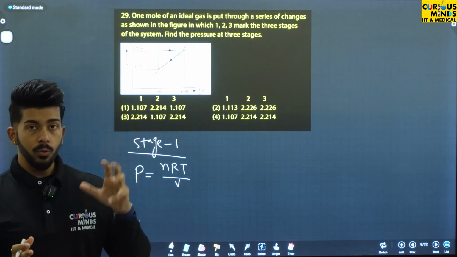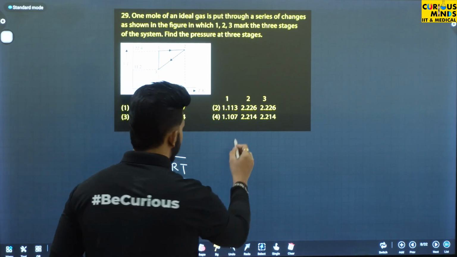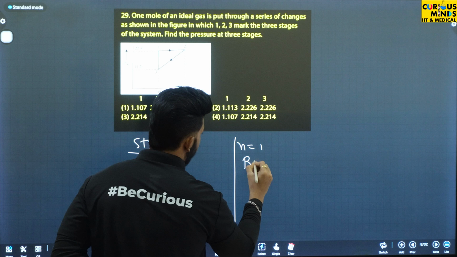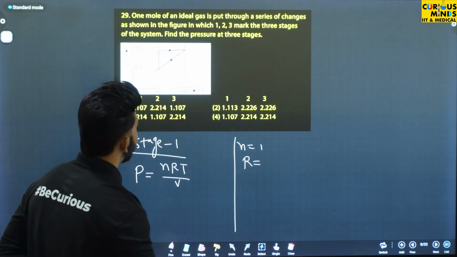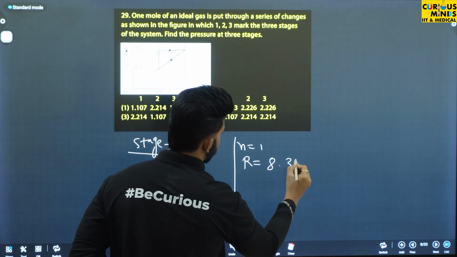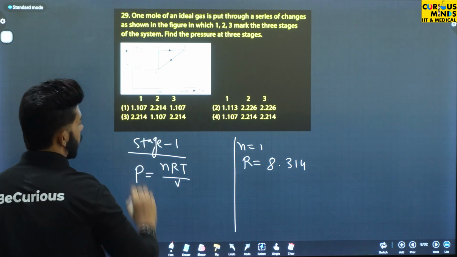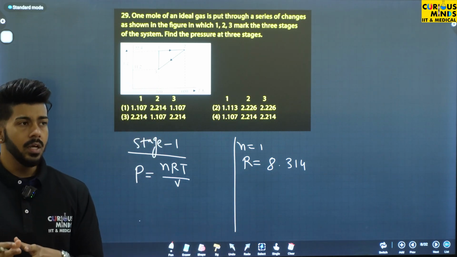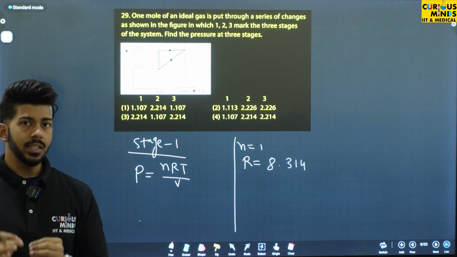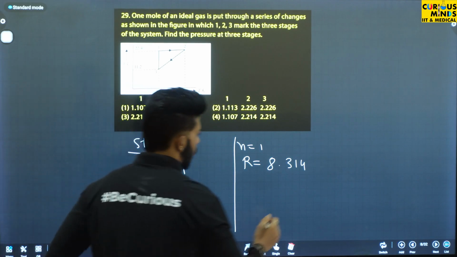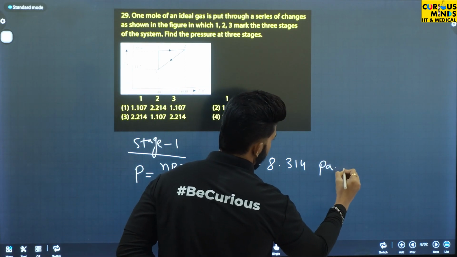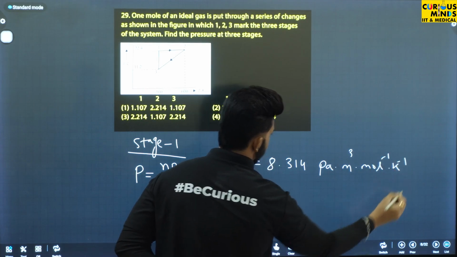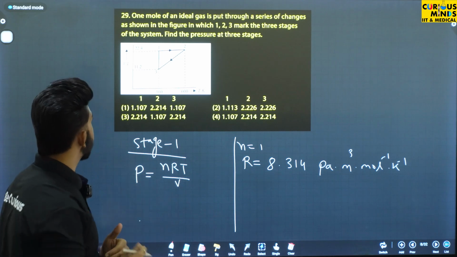Now we have to list down all these values given. So n is 1 mole. What is R? R would be 8.314, right? Since the volume is given in liters, what I can do is, it is in joules, and we know that joule is nothing but Pascal into meter cube. So this will be Pascal meter cube mole inverse Kelvin inverse. This will be our R, the universal gas constant.